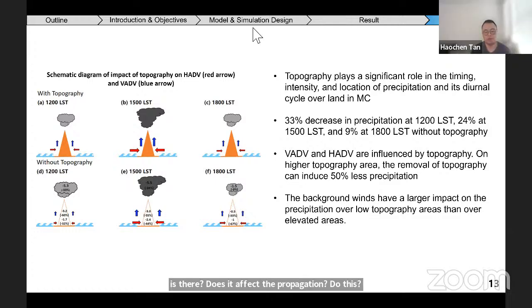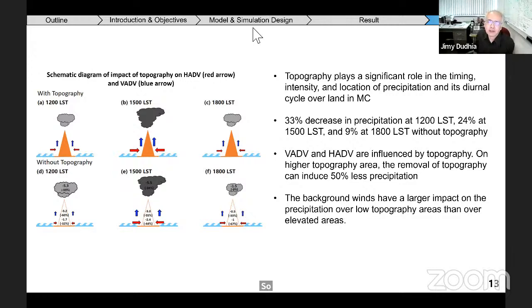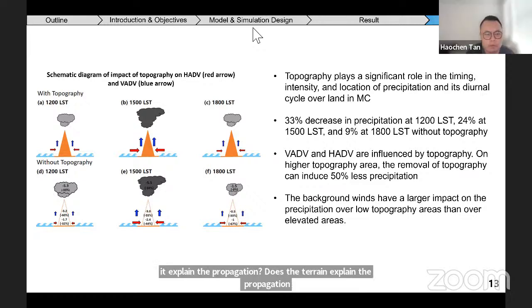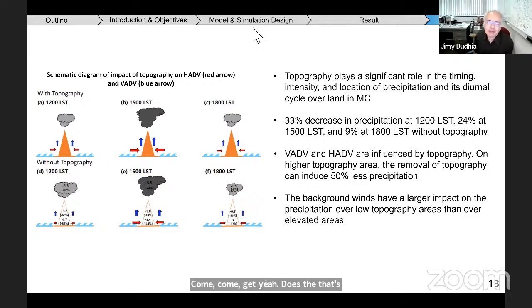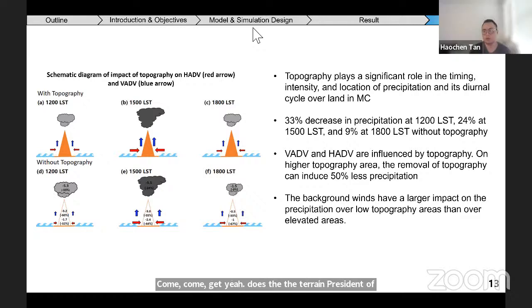Oh, so yeah, without terrain, the MJO propagation becomes stronger. Does it explain the propagation? Does the presence of terrain explain the propagation? So in this case, the terrain does not block the MJO propagation. Okay.